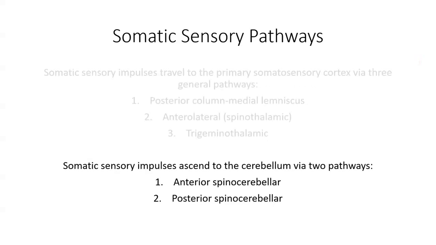Now, we also have somatic sensory impulses that don't go to the primary somatosensory area. Instead, they go to the cerebellum. And these sensations or nerve impulses assist with things like posture and balance and the coordination of movement. These nerve impulses go up to the cerebellum via our anterior and posterior spinocerebellar tracts. And these are sensations that we're usually not consciously aware of.